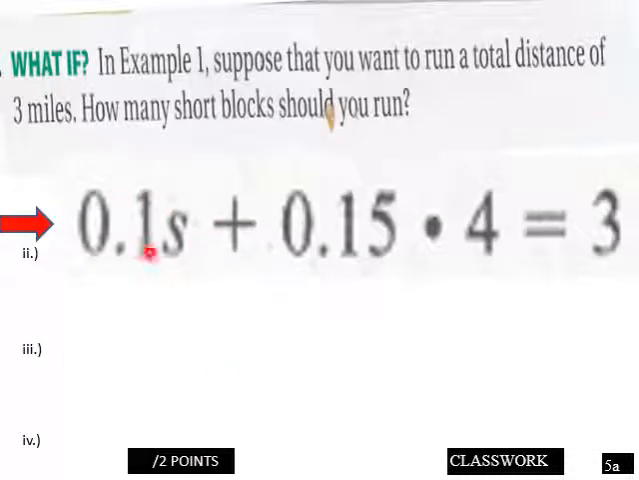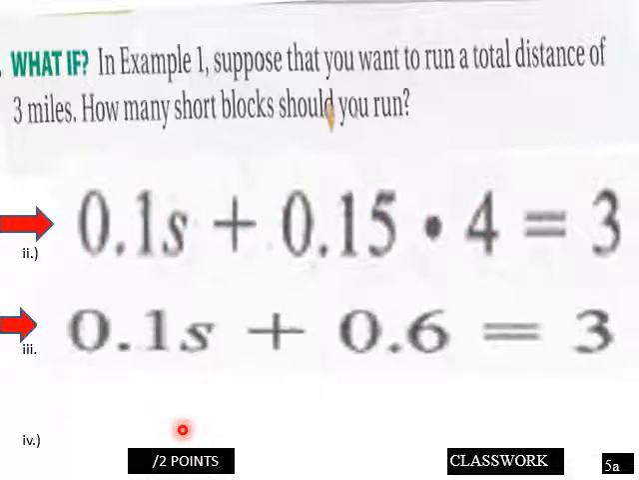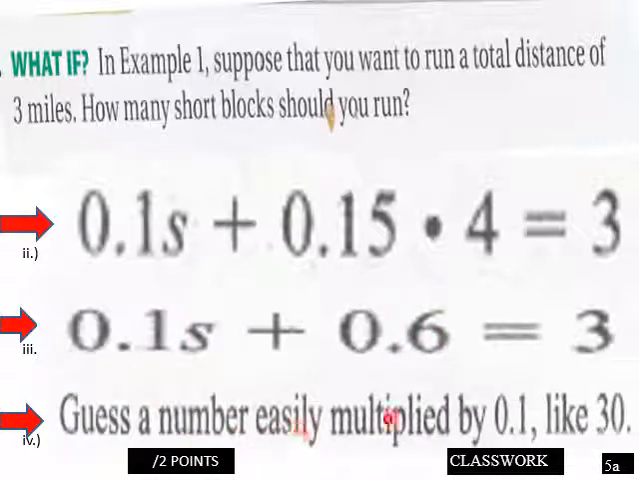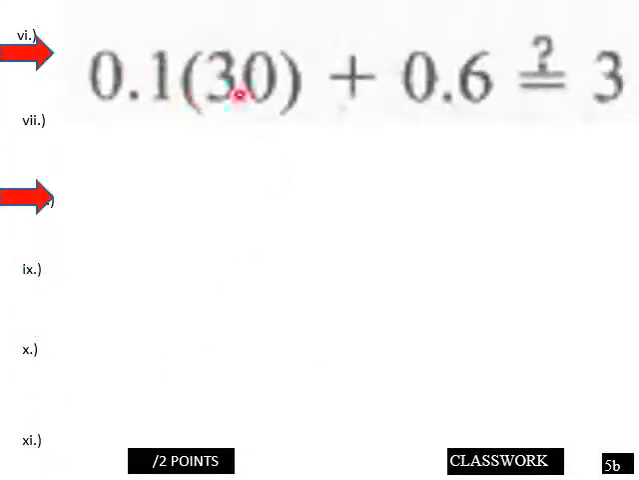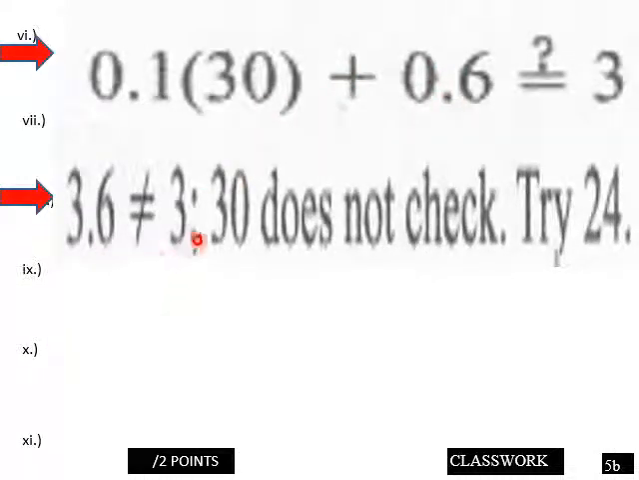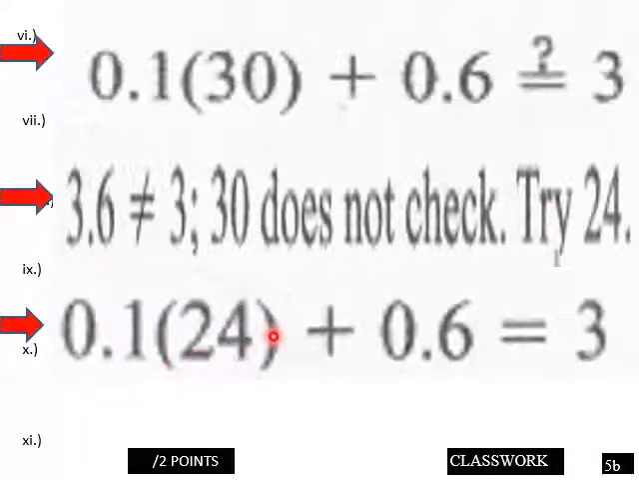Here's your setup: 0.1s plus 0.15 times 4 equals 3. So here are our long blocks, and we're going to run 4 of those. We need to know how many short blocks we need to run to make 3. So 0.6, we do our algebra here. Guess a number easily multiplied by 0.1, like 30. Or you could just move this over. 0.1 times 30 plus 0.6 is 3.6. 3.6 does not equal 3. 30 does not check. Try 24. So we're going to stick in 24 here.